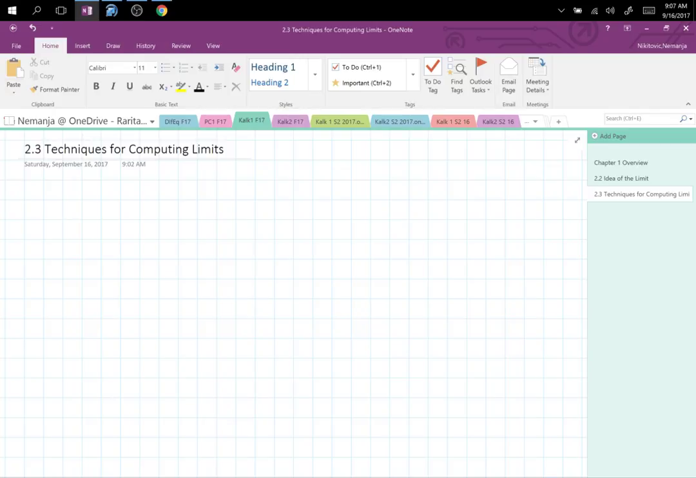So we're going to continue our exploration of limits. The first lecture of today is the techniques of computing limits, meaning algebra. So today we are going to use algebra to solve limits.